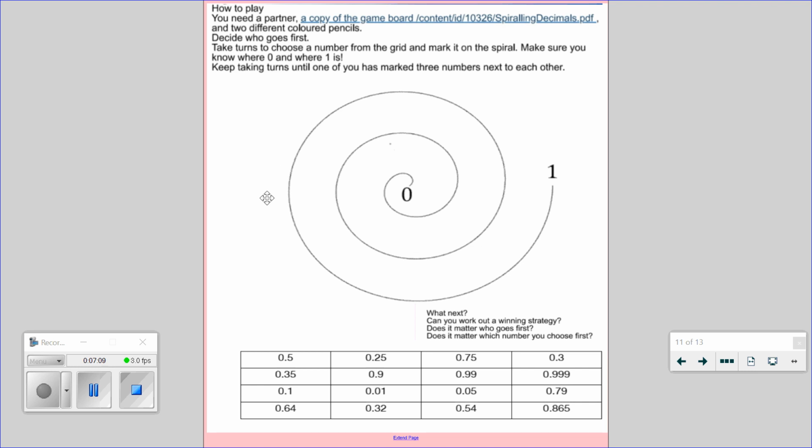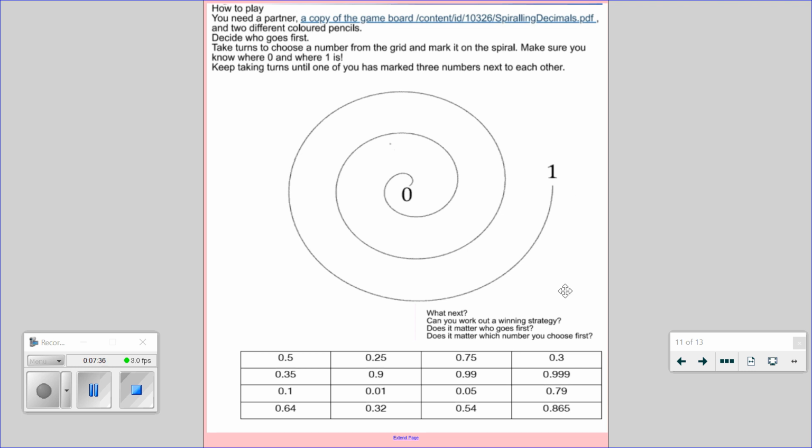So you decide who goes first, and then you take turns to choose a number from this grid and mark it on the spiral. So the spiral is like a giant number line. Here's 0 and it goes all the way to 1. So you need to decide where the number you choose will go on that spiral. You keep taking turns until one of you has marked 3 numbers which are next to each other.